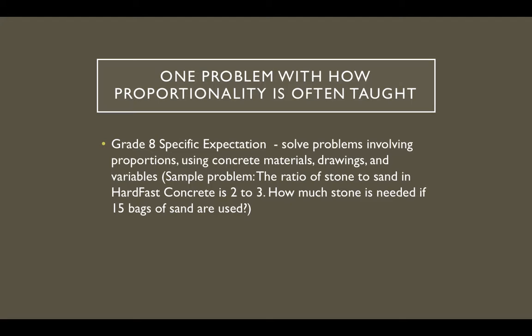The ratio of stone to sand in hard fast concrete is 2 to 3. How much stone is needed if 15 bags of sand are used? Quite honestly, I'm not sure how many students care about this. I'm trying to envision a student's reaction to seeing 15 bags of sand sitting there at the side of the road. Would that student start to wonder, hey, I wonder how much stone we would need to make concrete out of this? Is it proportional to anything? I just don't see that happening. This is not a question that is going to engage students in any way at all.